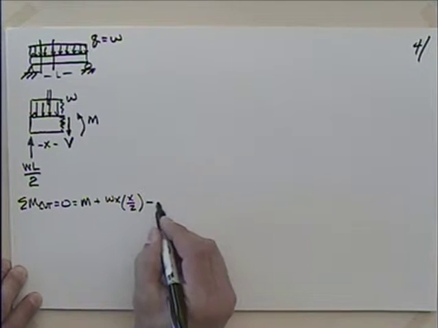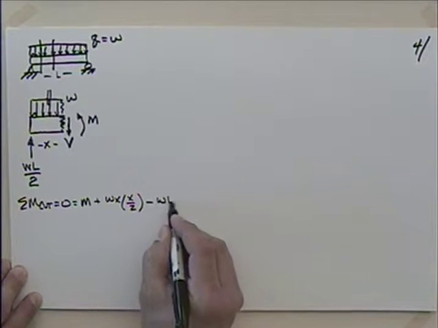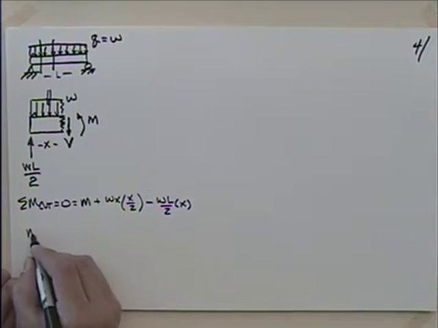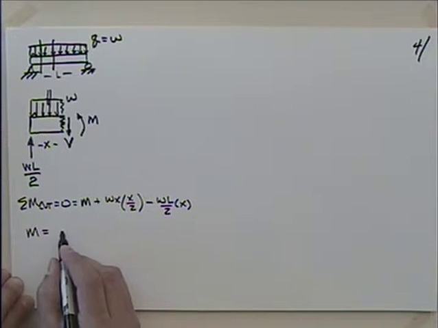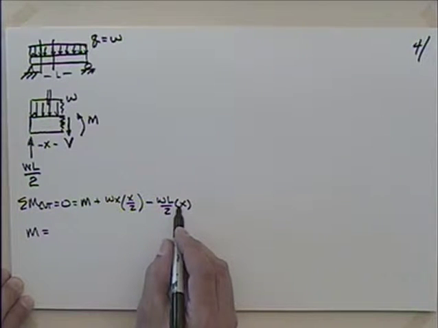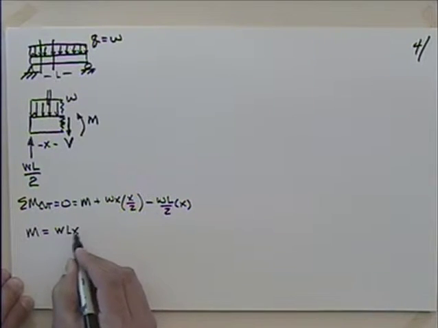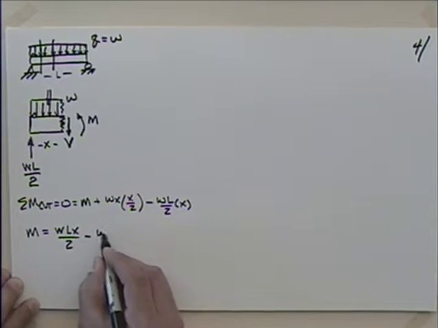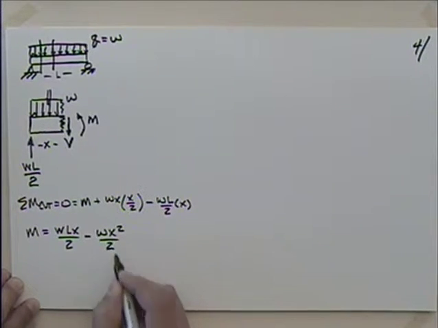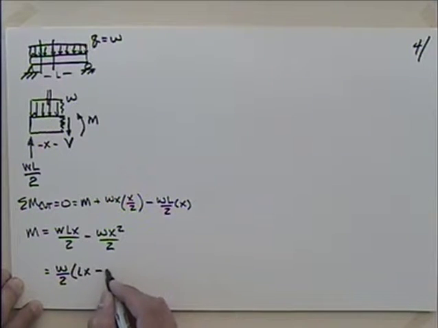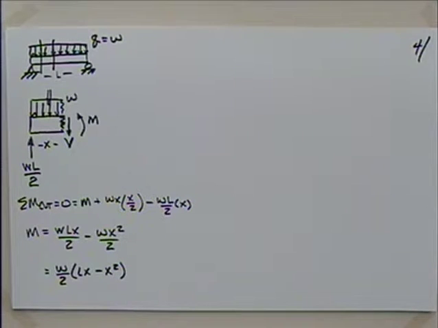Okay. And then I'm going to have to subtract off what? W times L over 2 times the distance that acts through, which is x, right? So I could say that my moment then is equal to W times Lx over 2 minus Wx squared over 2. And sometimes you'll see this written as W over 2 times (Lx minus x squared). And you could actually factor out an x, but sometimes I don't because I want to make sure we recognize that as a second order equation.